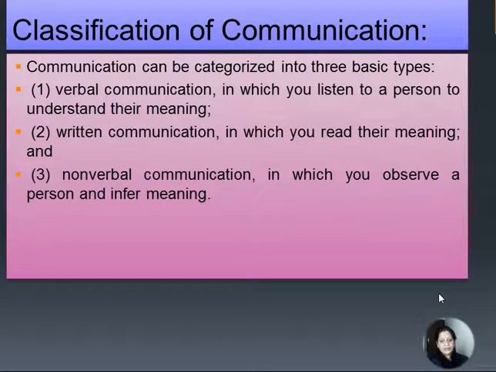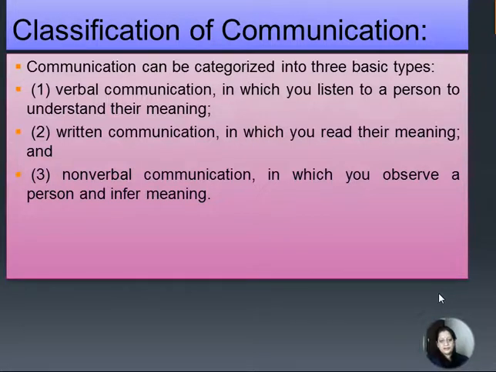Written communication, in which you read their meaning. Written communication means, in this lecture I am following two ways of communication. The first is verbal communication, in which I am making things understandable to you, and the second is written communication in the form of PPT, which I am giving to you just for your reference. So in this lecture I am using verbal communication in the form of taking the lecture, and written communication in the form of PowerPoint slides, the contents which I have given in this lecture.